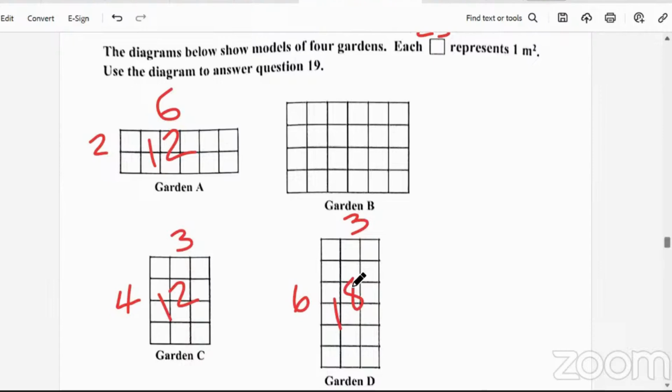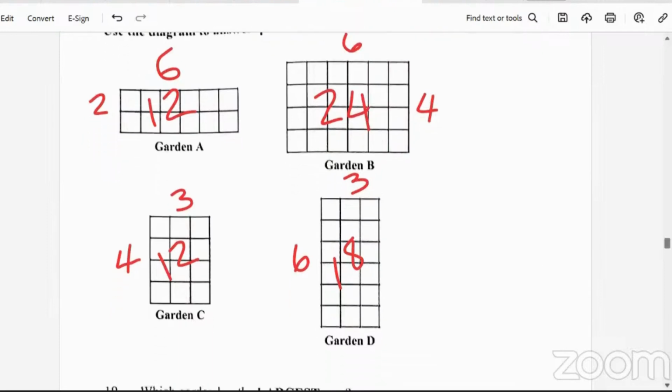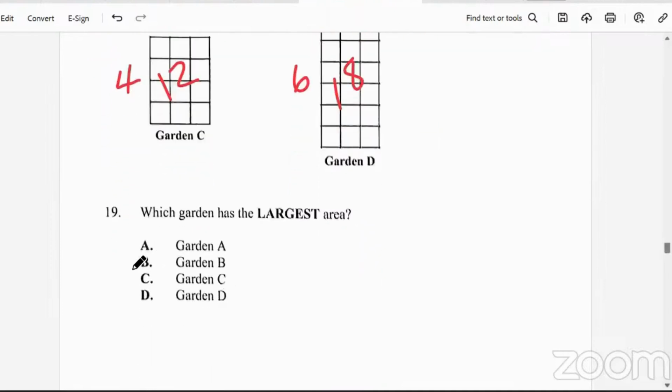Now for this one, we have 6 and 4. 6 times 4 is 24. Count all the squares, you get 24. So which one has the largest area? Garden B with 24. So the answer is B.